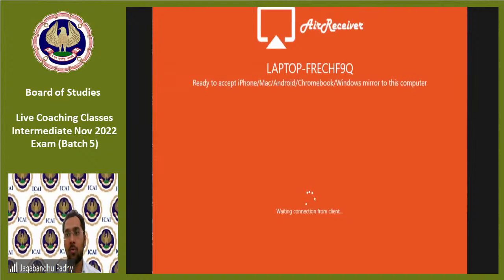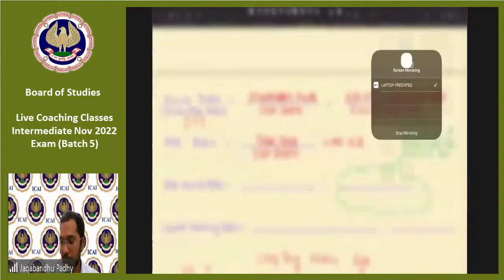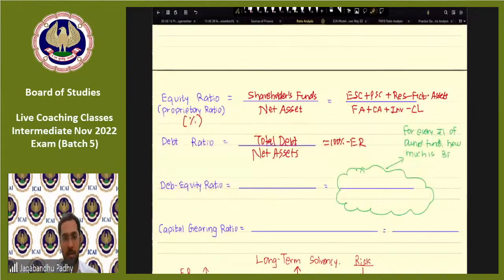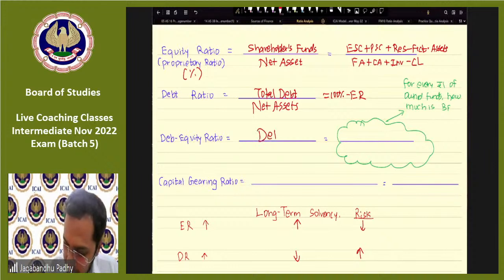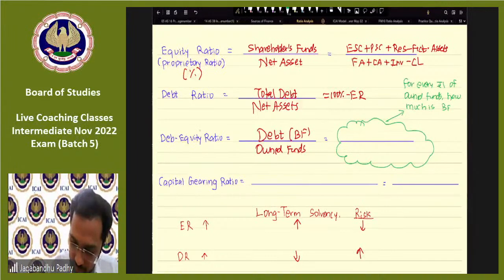Now the next one, debt equity ratio. What is debt equity ratio? As we look into this, for every 1 rupee of owned funds, how much is the borrowed fund? So formula wise, we say debt equity ratio. As the name says, it is debt, which is borrowed funds, upon equity, which stands for owned funds. Remember here, equity stands for owned funds.